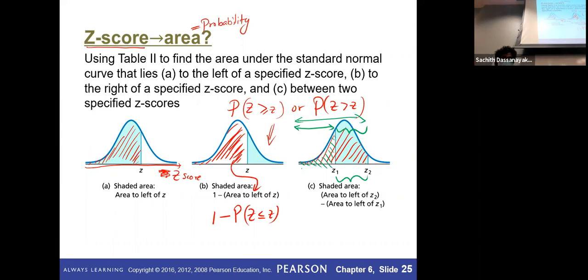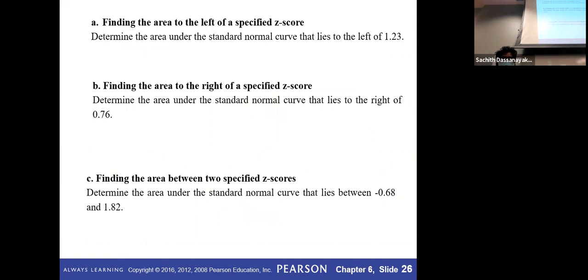Clear? Okay, let's find these values. Area to the left of value is 1.23. I think we have this value.